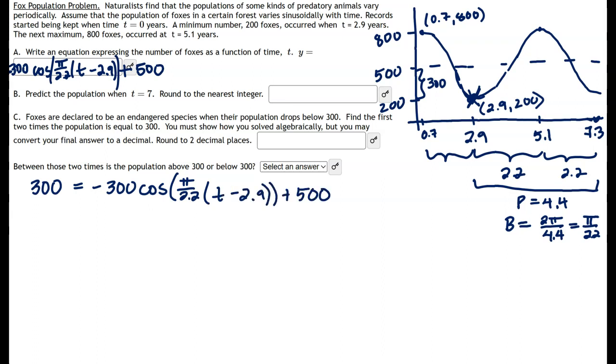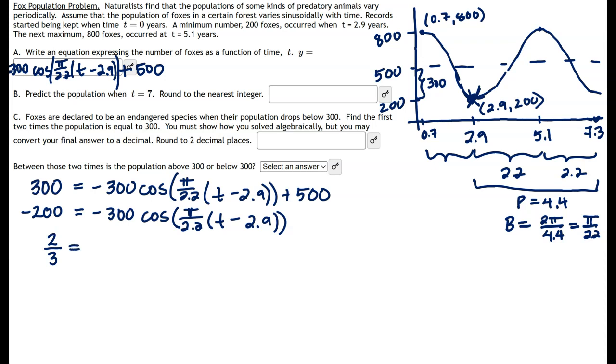Okay. So to solve, I'm going to subtract the 500 first. We'll get negative 200 equals negative 300, cosine of all that same stuff. And then we can divide by negative 300. Those negatives cancel. So I've got positive 200 over 300, which reduces really easily. I'm going to just go ahead and do it to 2/3.